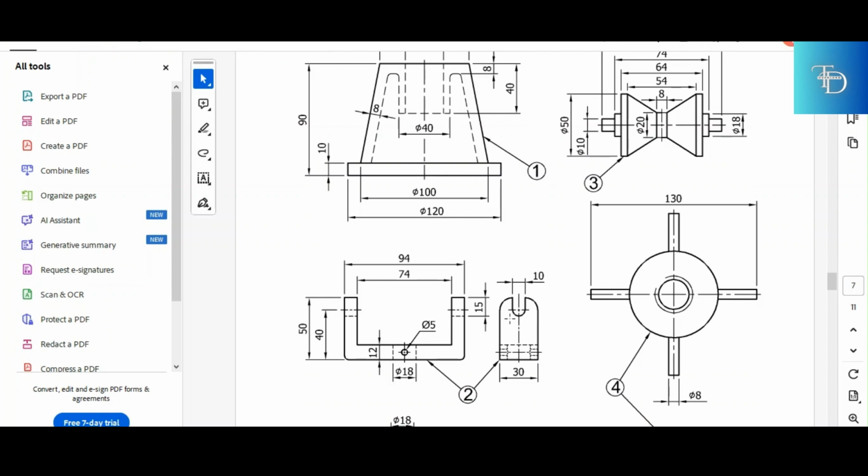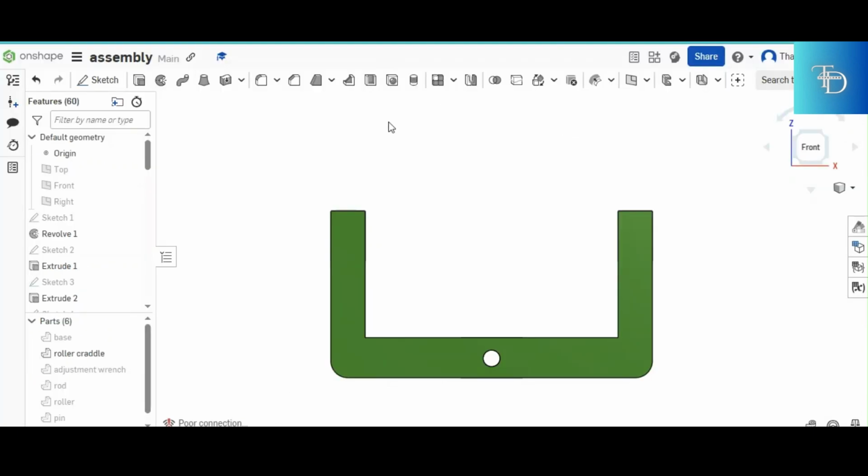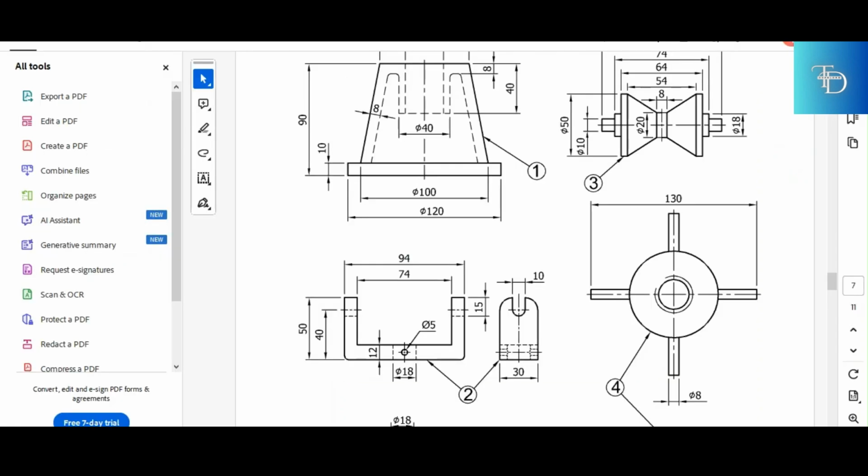Now let's move to the second part, which is part number 2, the roller cradle. The roller cradle has two views right here, which are the front view and the side view, which in reality, when you combine these two views, you come up with something like this. This is the front view of that cradle. Let's go and confirm. This is the front view. And then let's check the side view. The side view is supposed to look like this.